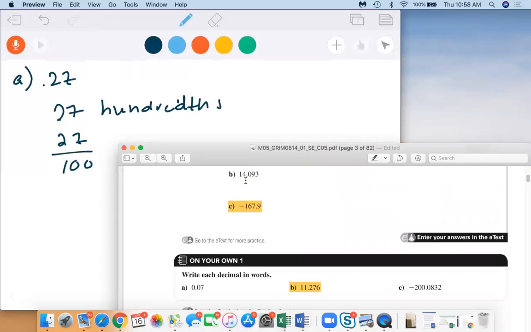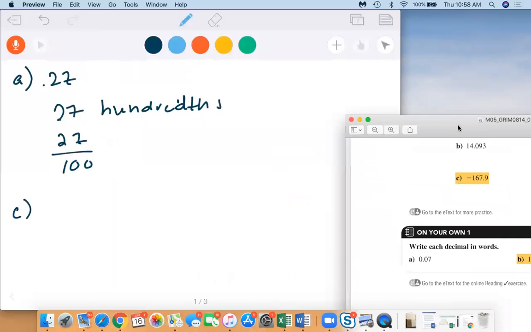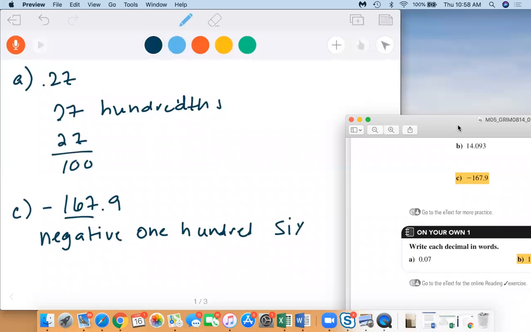All right, and then down here, part C, we have negative 167.9. So the way we would write that is negative, and remember we write that whole number part first, so 167, and then we write an "and" for the decimal, and this is 9. So you write whatever's there, and then that's the last digit place, tenths. So negative 167 and 9/10. Does that make sense to you guys?